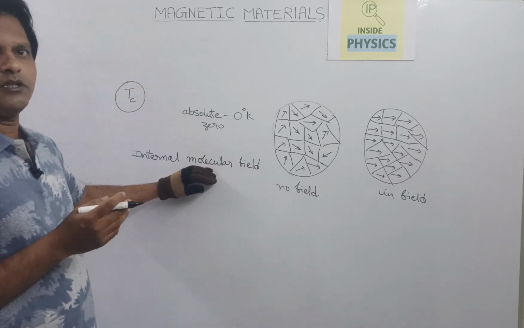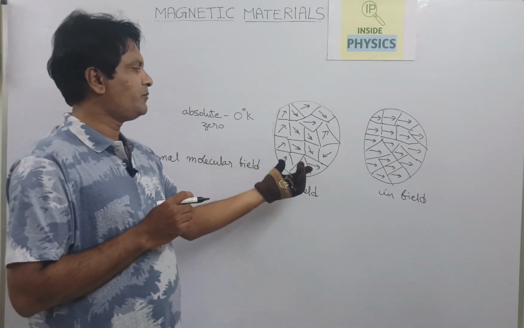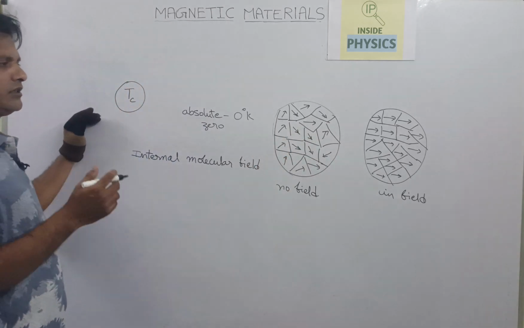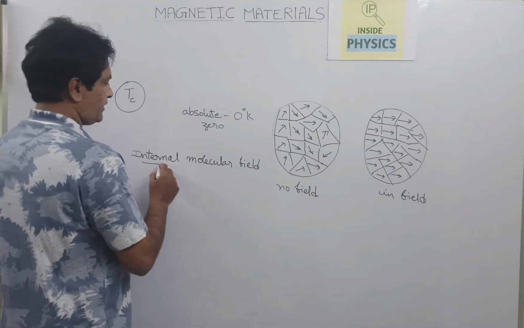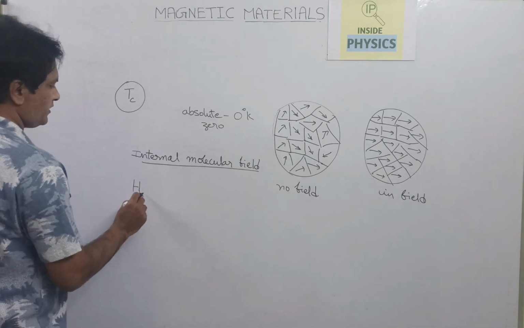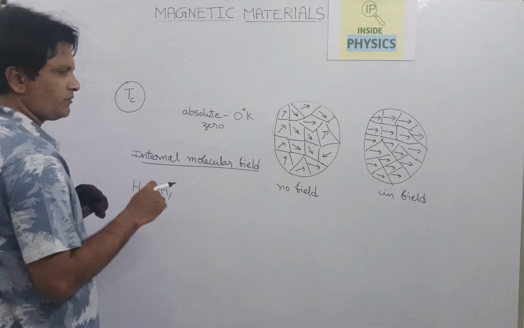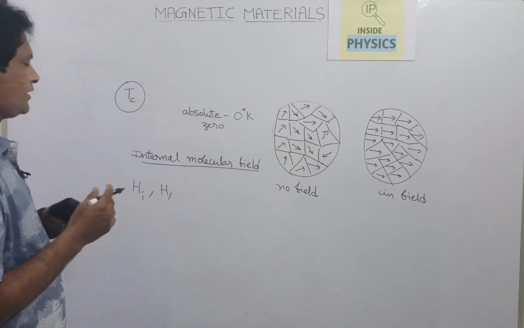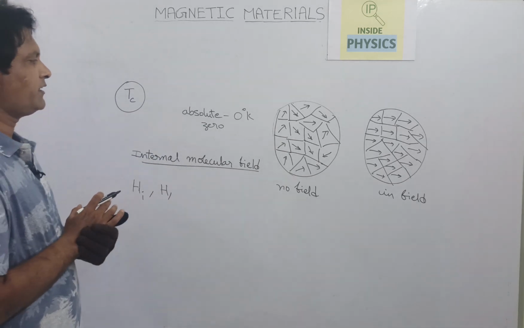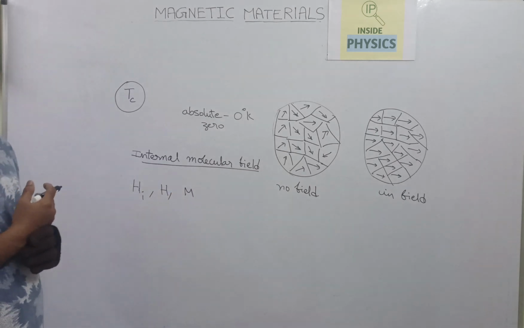This field is developed only when we apply the external magnetic field. This field is capable of orienting all the magnetic dipoles in the direction of the external magnetic field. So the internal magnetic field is always represented by Hi. Here H is the external magnetic field, and these are the terms we use when we establish a relation between the internal field and the magnetization. So here we use M as the magnetization of the material.